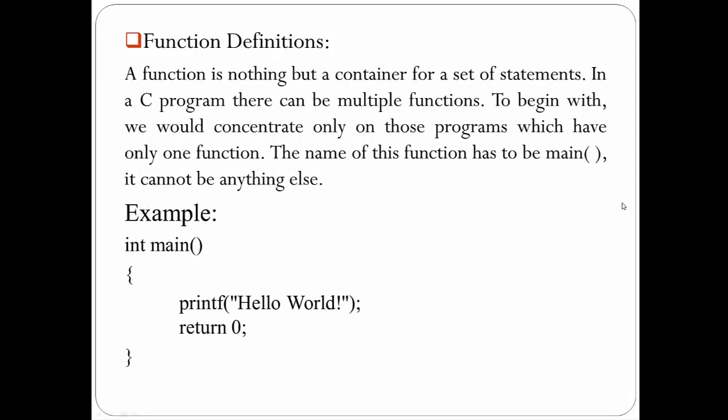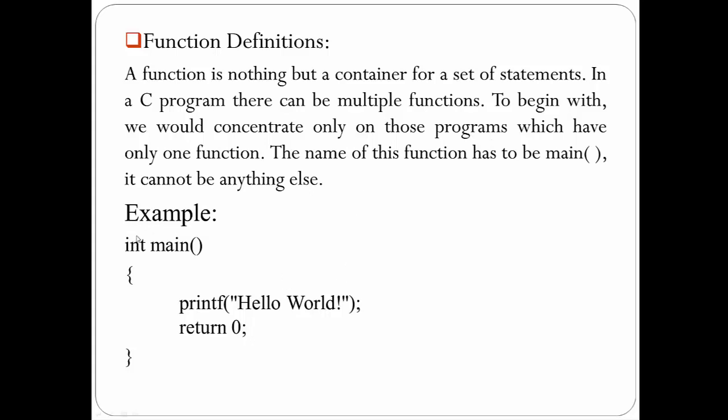Then we have the main section, which is called the function definition. A function is nothing but a container for a set of statements. In a C program, there can be multiple functions. To begin with, we would concentrate only on those programs which have only one function. The name of this function has to be main. It cannot be anything else. So this is an example of a main function.